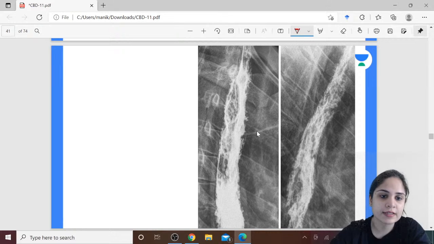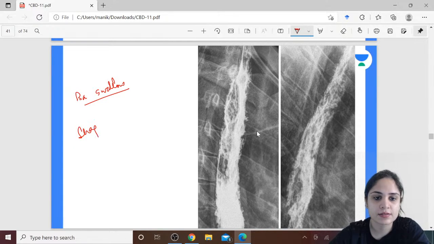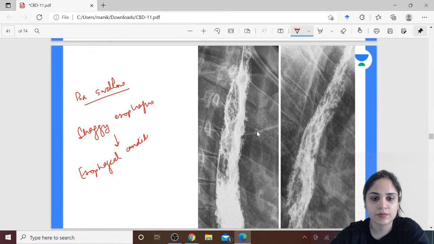So all of us will agree that this is a barium swallow. What is the appearance that we see in this barium swallow? The appearance is called a shaggy esophagus. In which condition do we see shaggy esophagus? Anyone? Yes, very good. It is seen in esophageal candidiasis, shaggy esophagus.